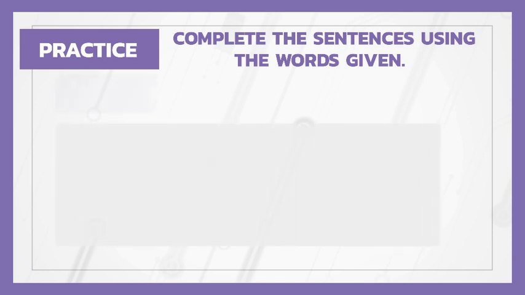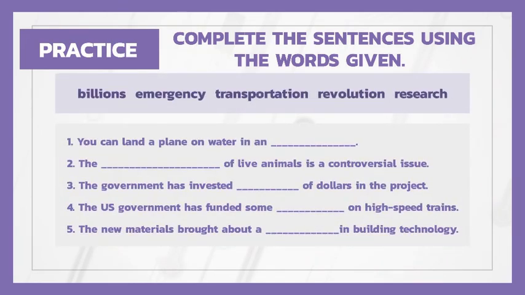Okay, so this is a practice for you today for reviewing your vocabulary that you have learned before. And let's see the instructions. Complete the sentences using the words given. Okay. Billions, emergency, transportation, revolution, and research. I will give you 2 minutes to complete this task. Very well. I think you have done this. Let's check the answer together.